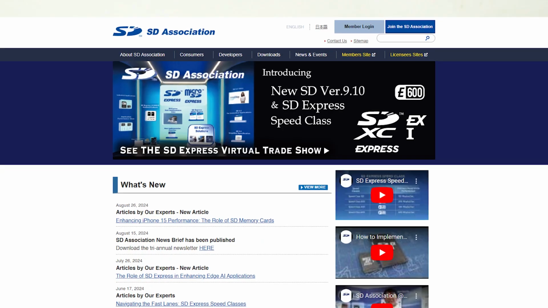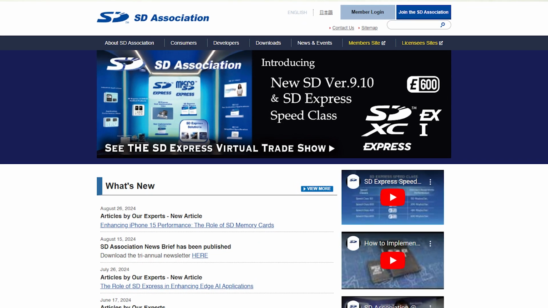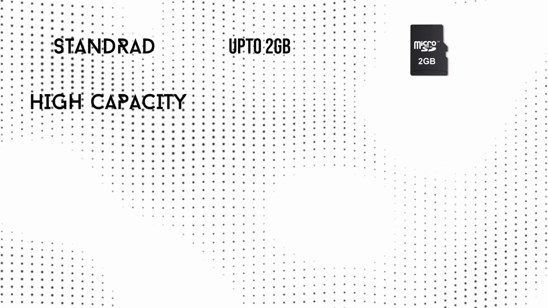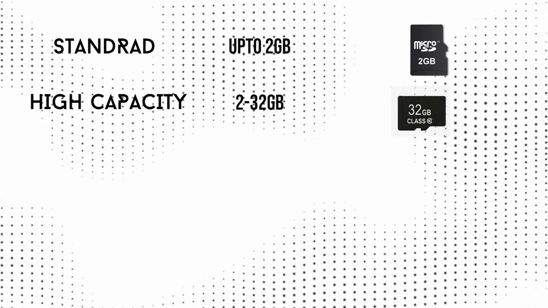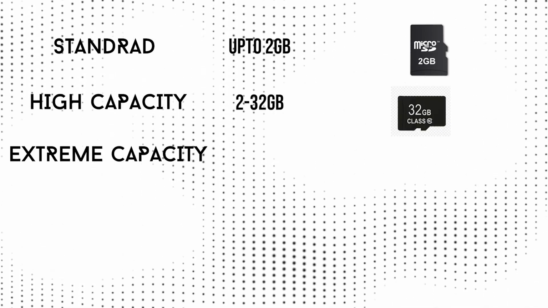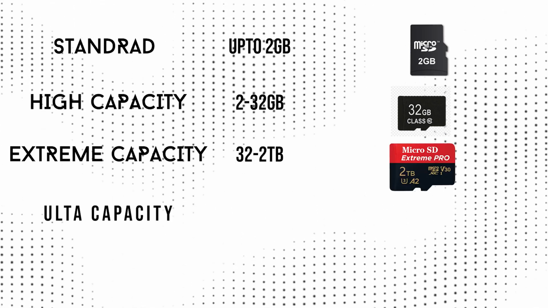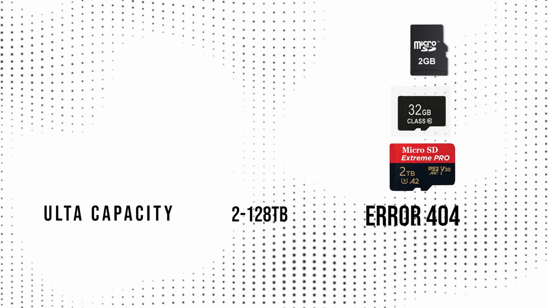As of right now, you got 4 tiers of storage capacity according to the SD Card Association. You got the standard, which is up to 2 gigabits. You got the high capacity, which is 2 gigabits to 32 gigabits. Extreme capacity, which is 32 gigabits to 2 terabits. Ultra capacity, which is 2 terabits to 128 terabits. So 128 terabits. Yeah, that is insane.